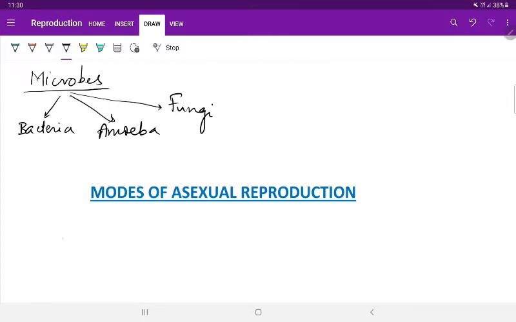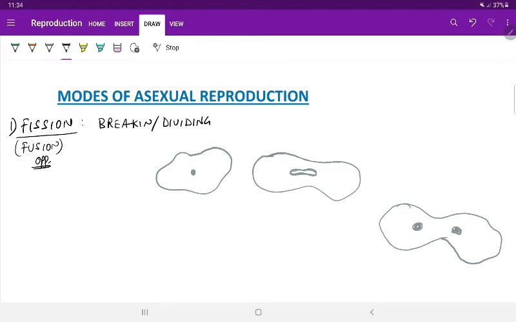तो सबसे पहले हम पढ़ेंगे about the most common mode of asexual reproduction, fission. Fission का मतलब होता है breaking, okay, और dividing. तो whenever कोई सेल टूट जाता है तो उसे बोलते हैं fission, right? Opposite of fission is fusion. तो अगर हम बात करते हैं एक अमीबा की, तो हम यहाँ लिखेंगे कि fission in amoeba. तो this is an amoeba cell.